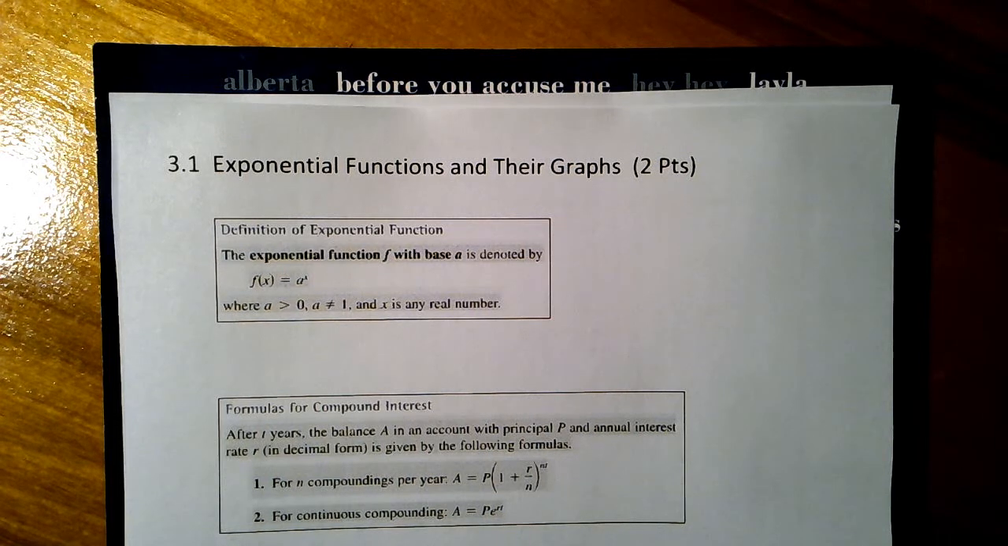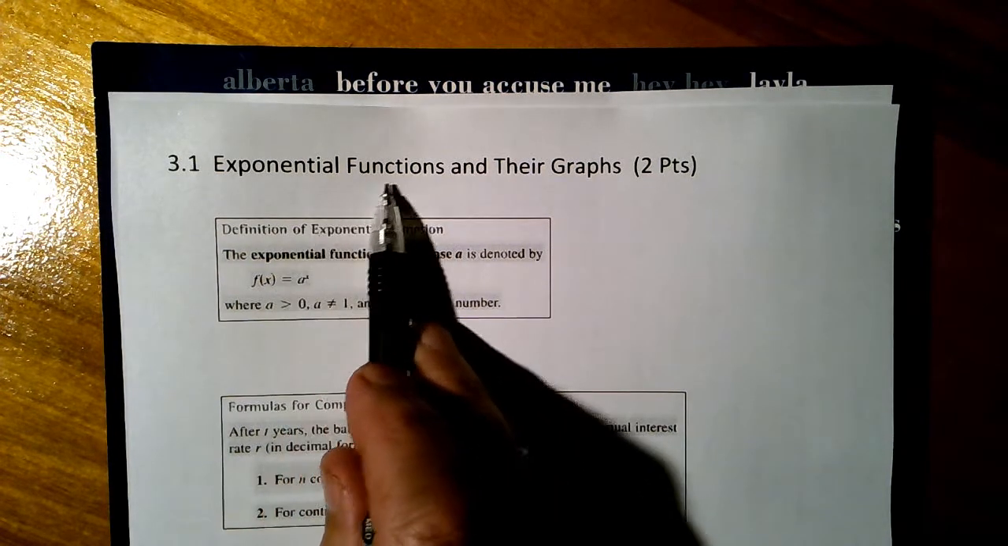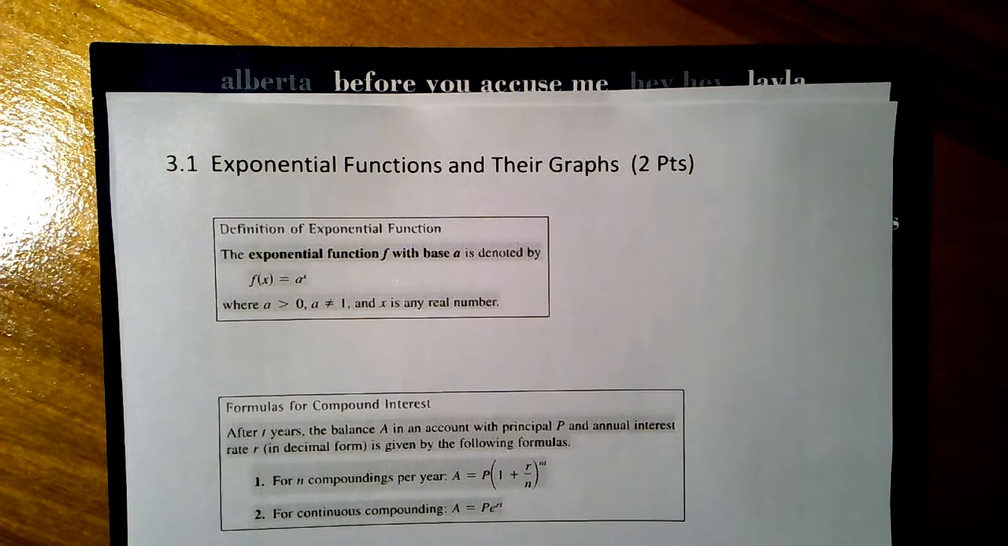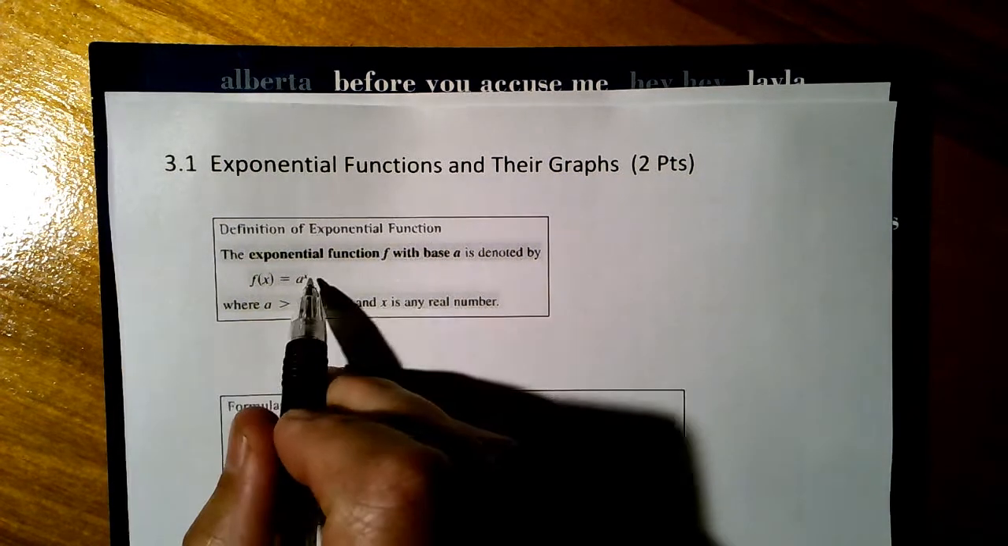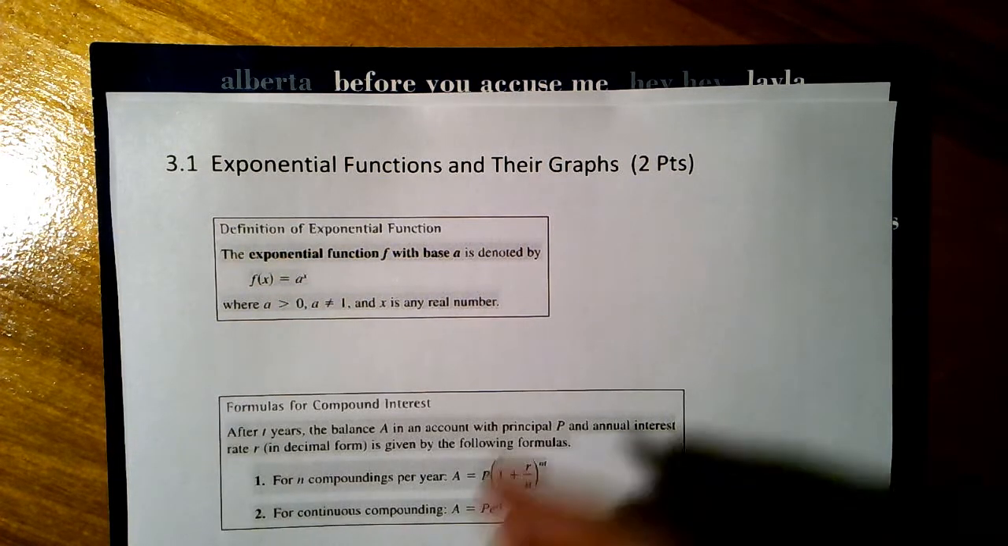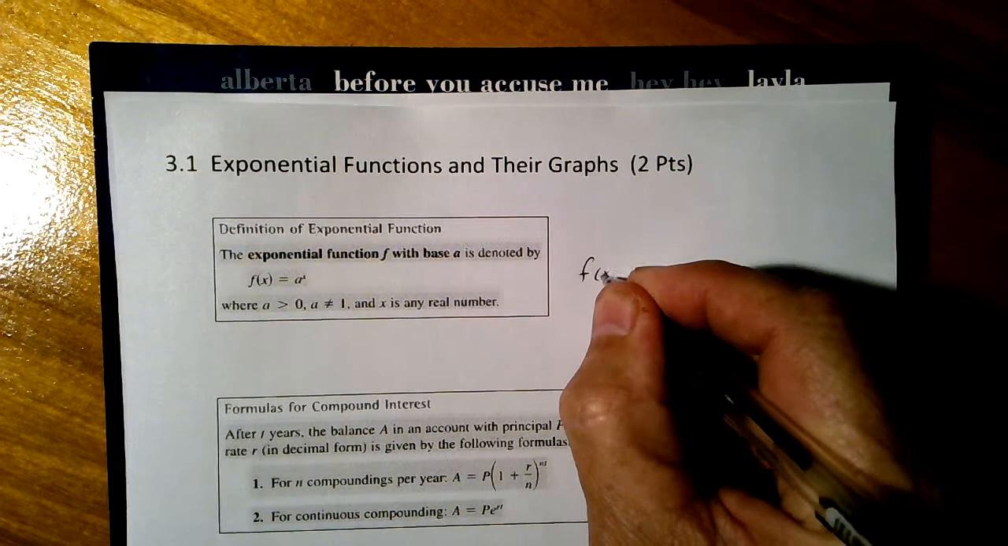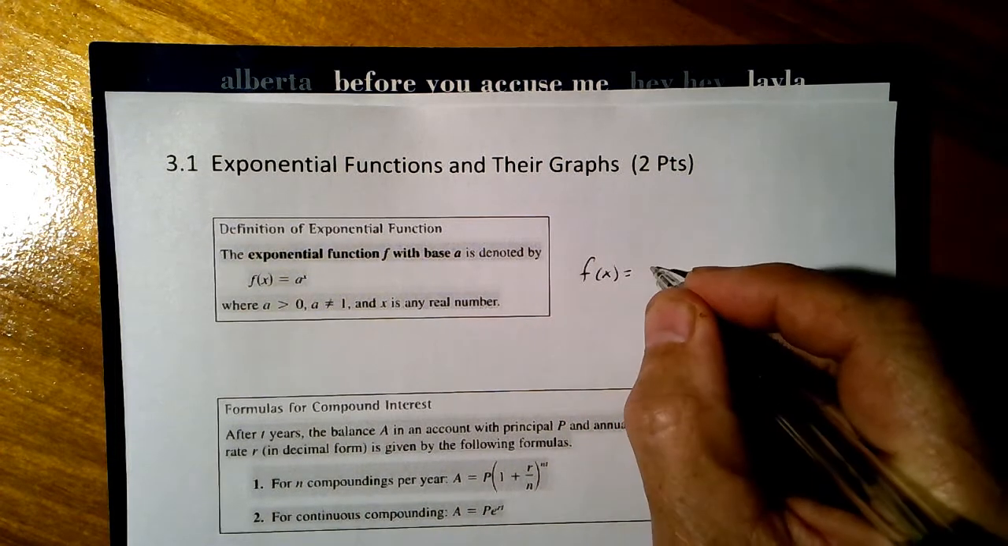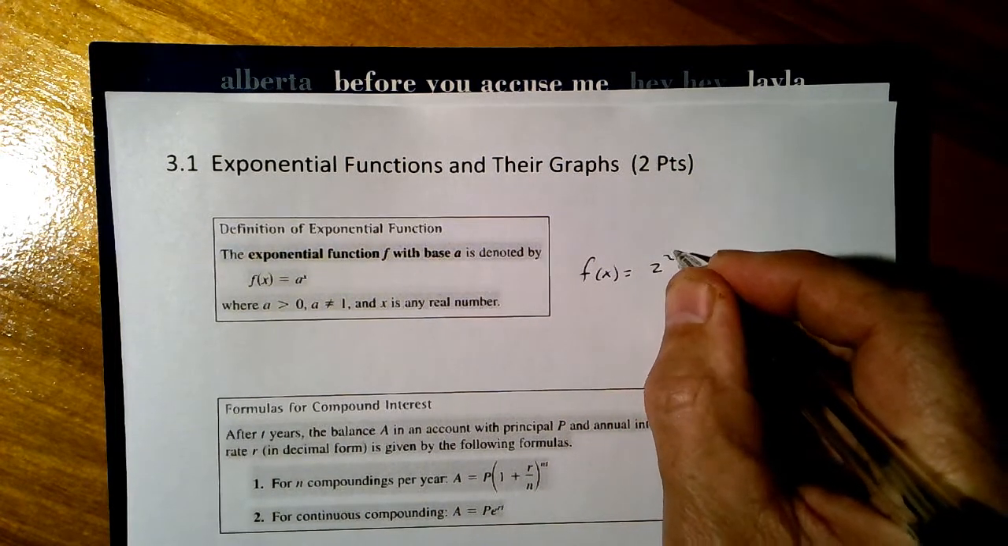Welcome to Chapter 3. As you'll see, 3.1 is a very short section and not too bad. So we're talking about exponential functions. We've dealt with exponents and polynomials, but now the difference is that the exponent is the variable. So we don't have things like x squared. We have things like f of x equals 2 to the x.